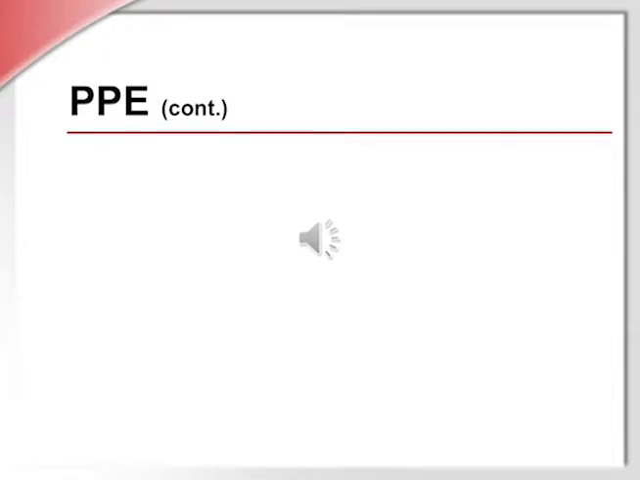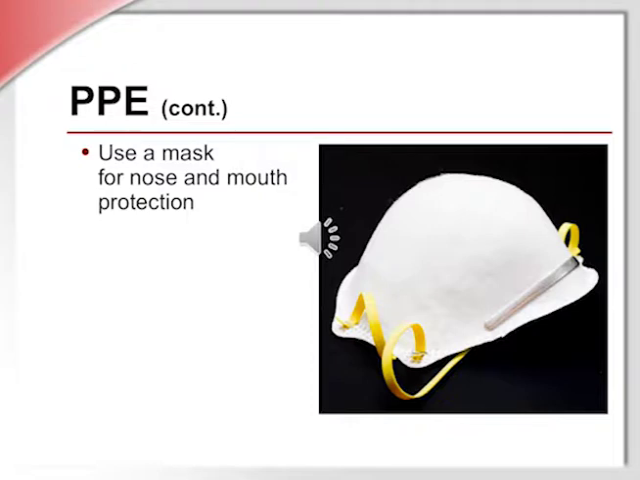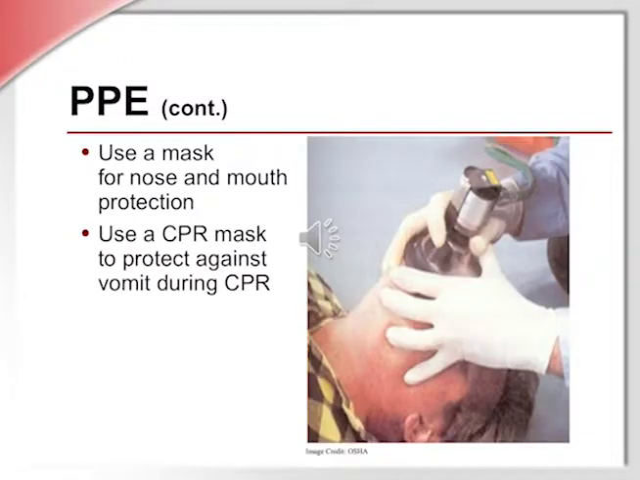Other forms of PPE that might be necessary include a mask for protection of your mouth and nose. This also helps protect your mucous membranes from contact with infected blood and bodily fluids. A CPR mask will protect you if the patient vomits during CPR.